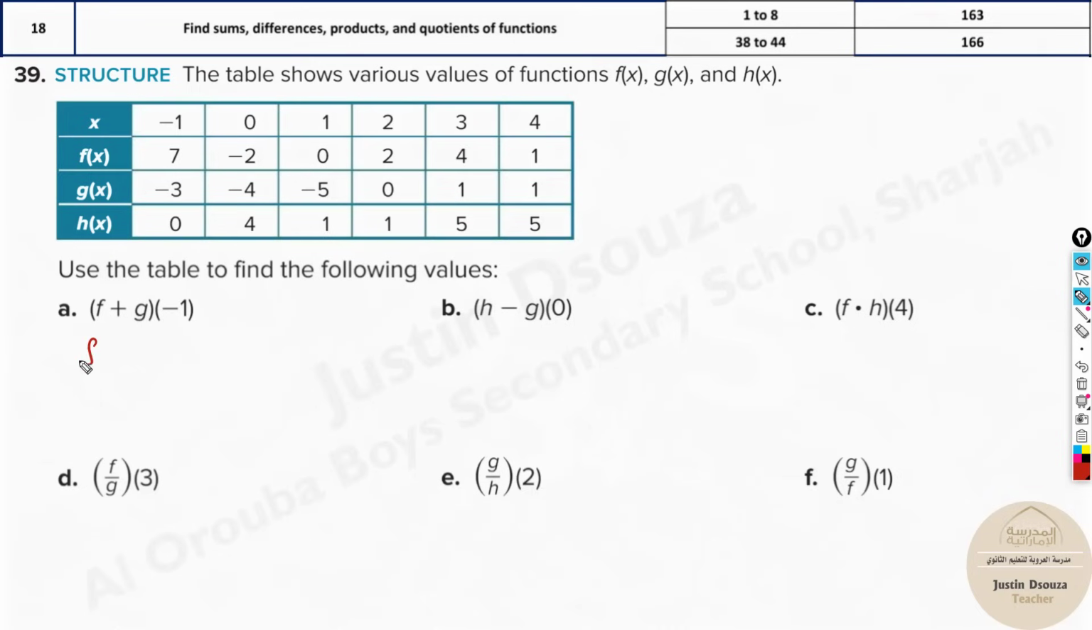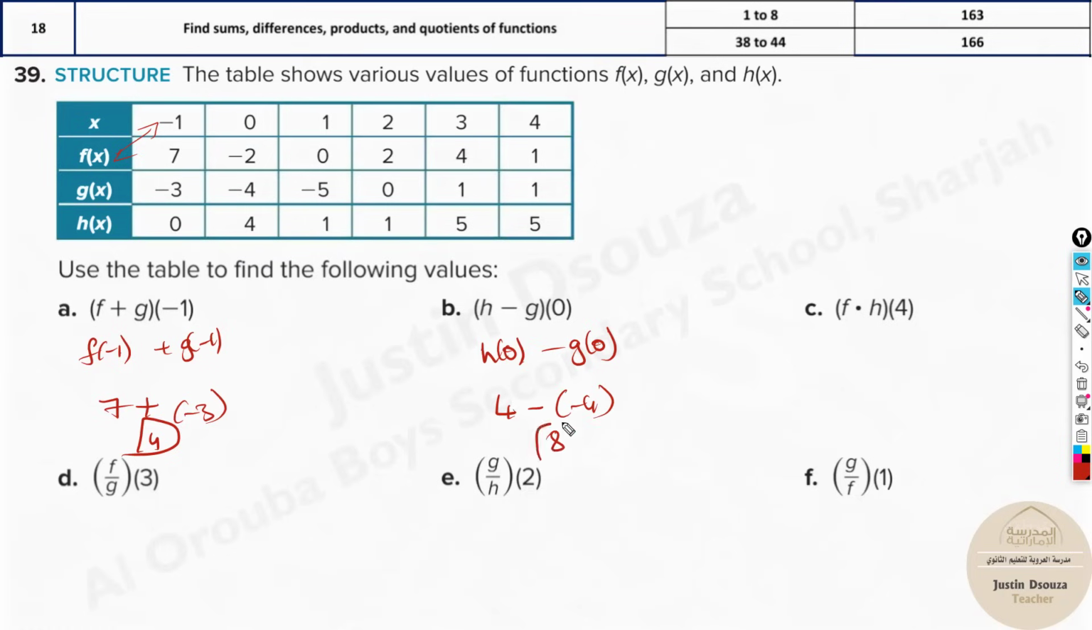What does this mean? This basically means f of -1 plus g of -1, isn't it? What is f of -1? We have the function of x over here and -1, 0, 1. So what is f of -1 exactly? It's 7. What is g of -1? It's -3. So 7 minus 3 will be 4. So that is the answer. Here you have h of 0 minus g of 0. So what is h of 0? It's 4 minus of -4. So it will be minus and minus will be plus. It will be 8 as the answer.